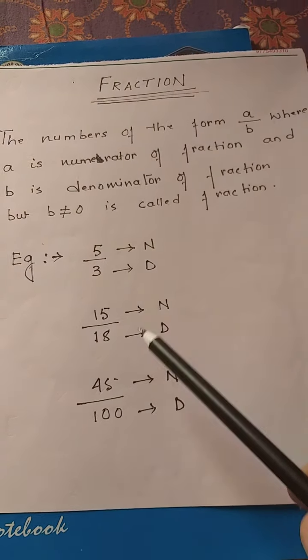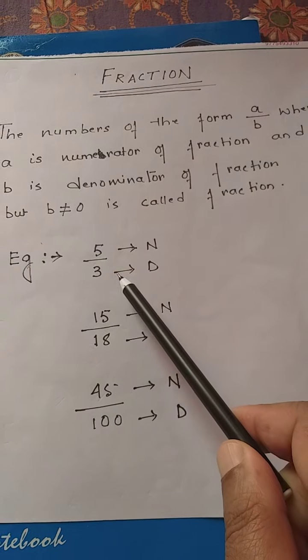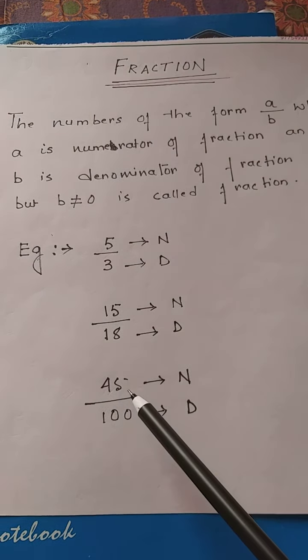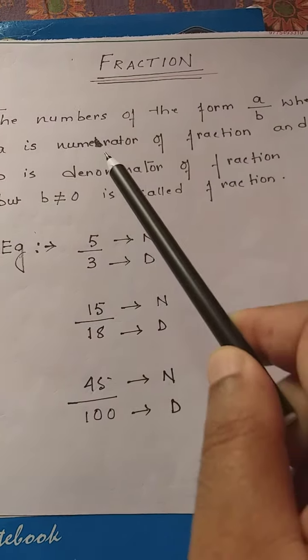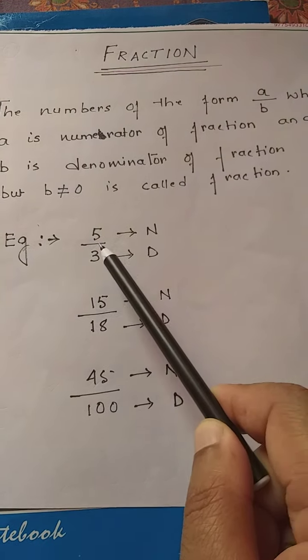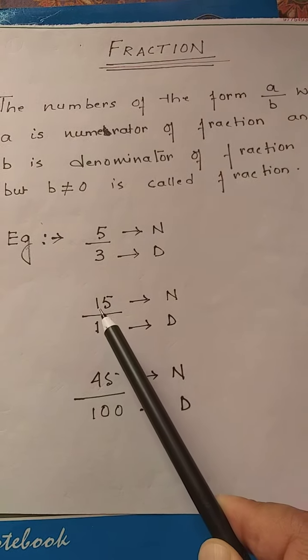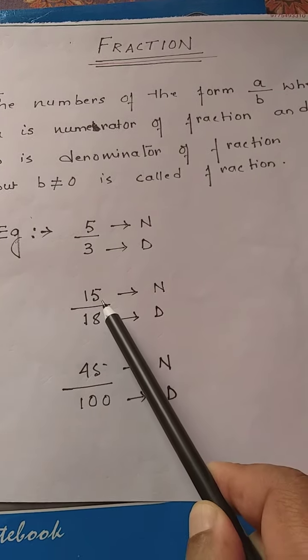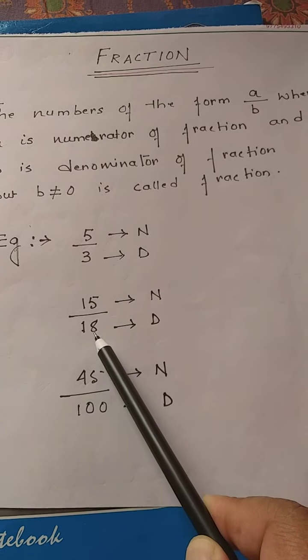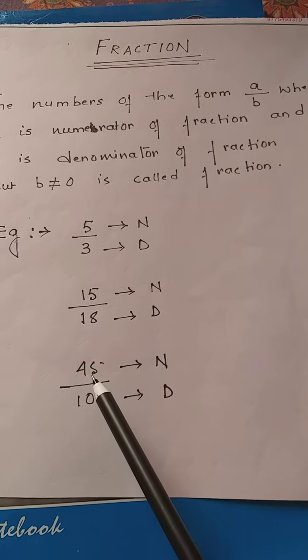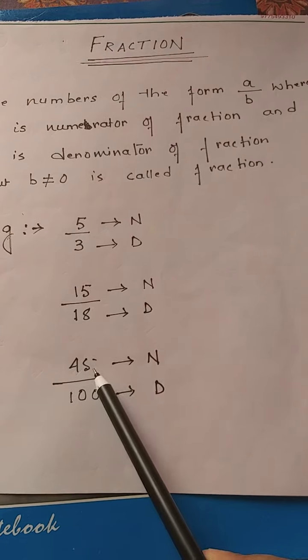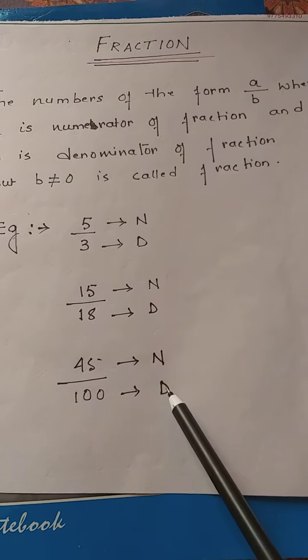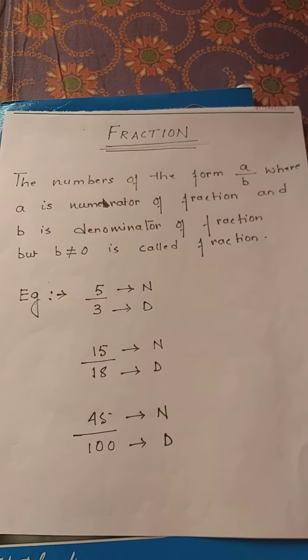So I've given some examples. You see, that is 5 by 3, 15 by 18, 45 by 100. So 5 is the numerator, 3 is the denominator. In this case 15 by 18, 15 is the numerator, 18 is the denominator. Fine. 45 by 100, 45 is the numerator and 100 is the denominator. So this is all about fractions.